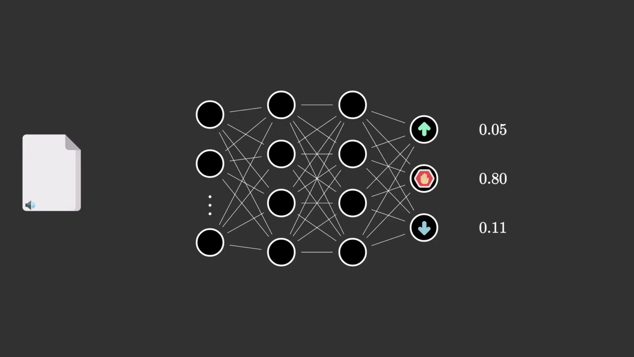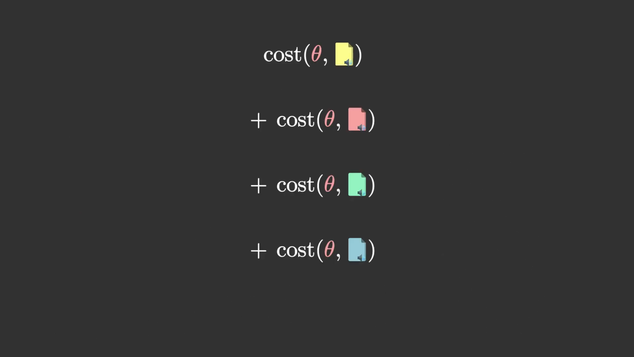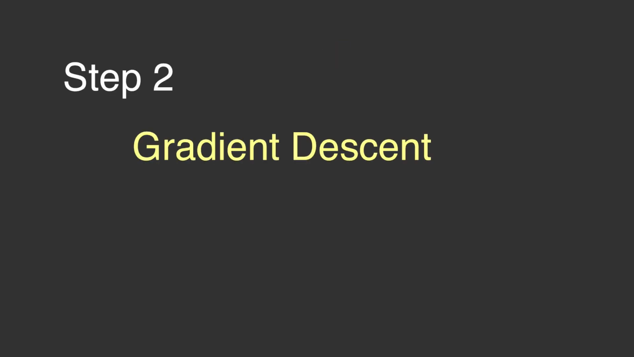Then, for each example in the dataset, you compare the output of the neural network to the ideal output. Take the difference, the square, and then the sum, and you get the cost of a single training example. By taking the sum over all training examples, you get the overall cost function. And the problem now becomes, how do we find the right value of theta that makes this cost function as small as possible? And this is where the second step, or gradient descent, comes in.